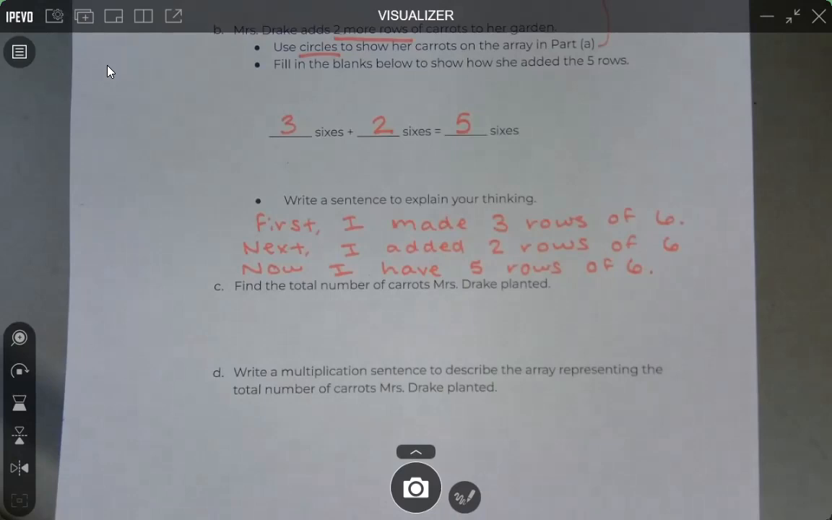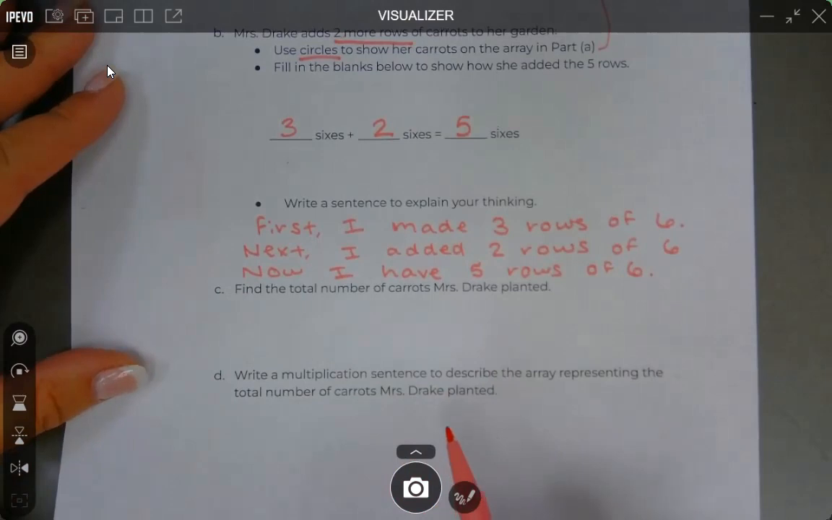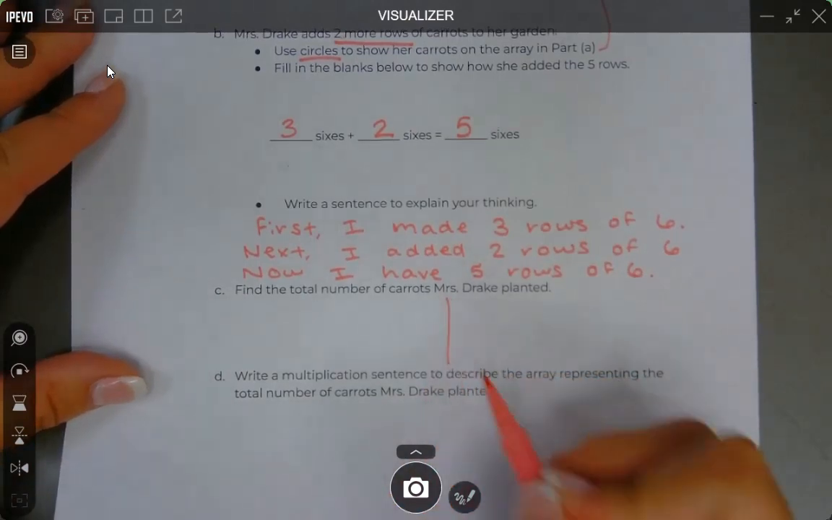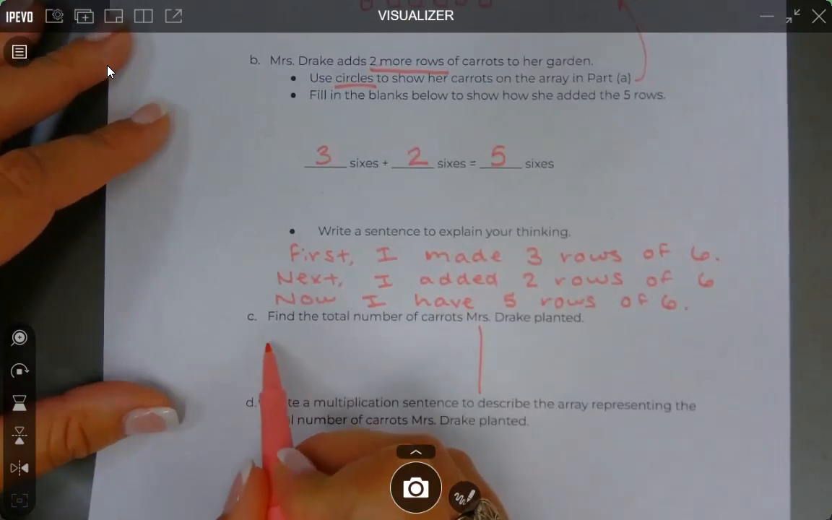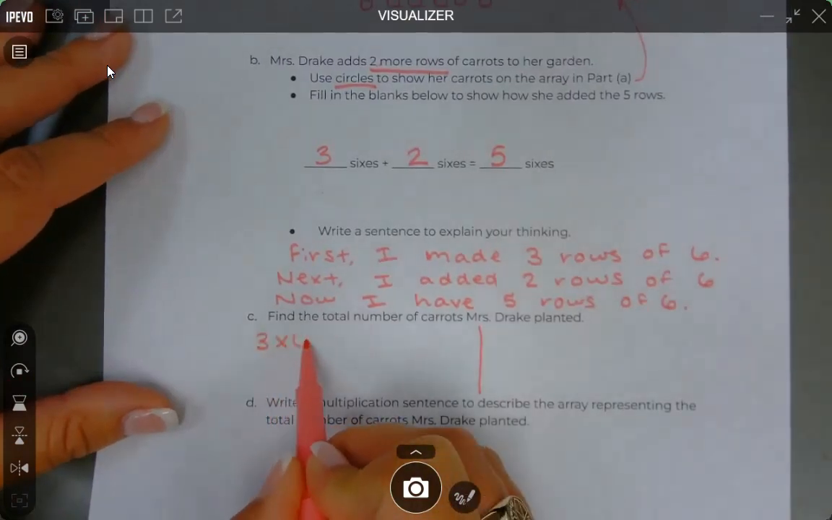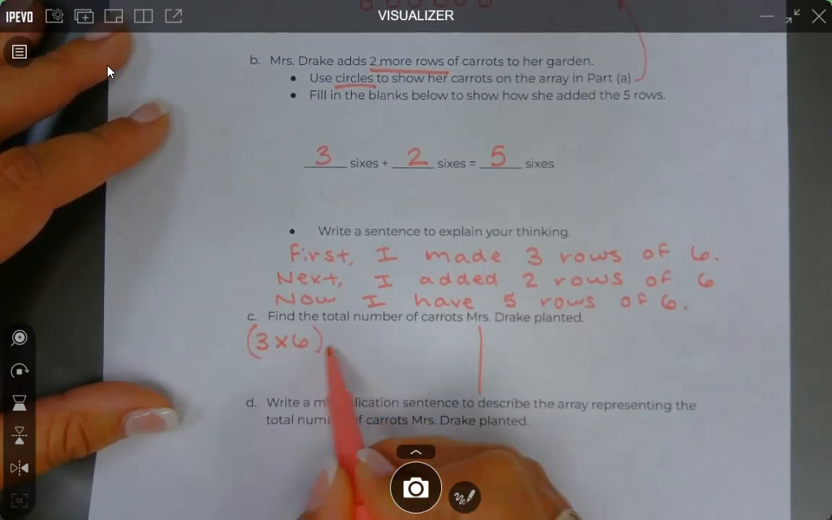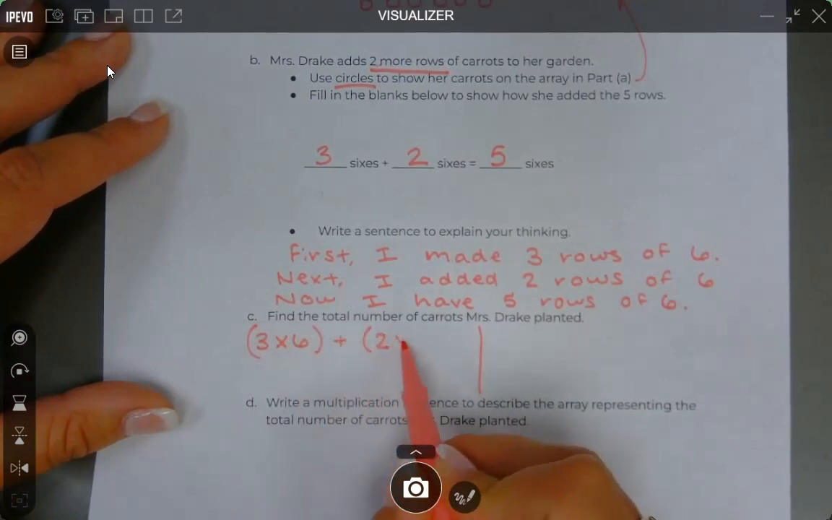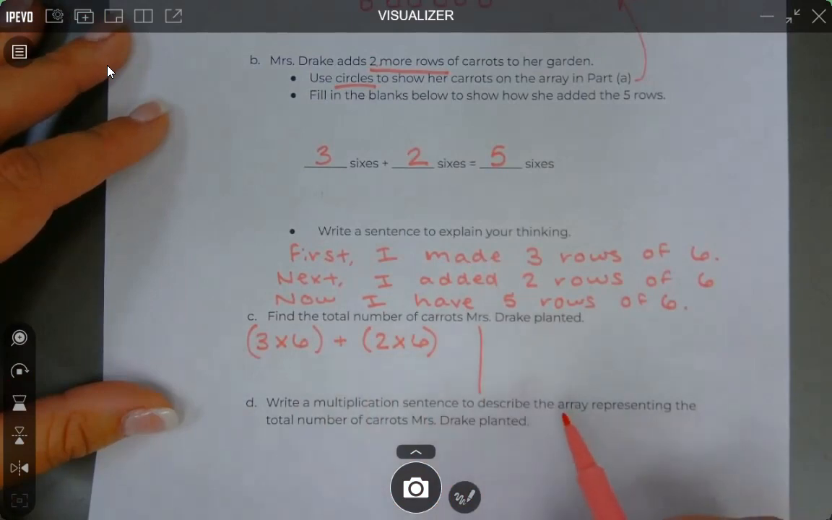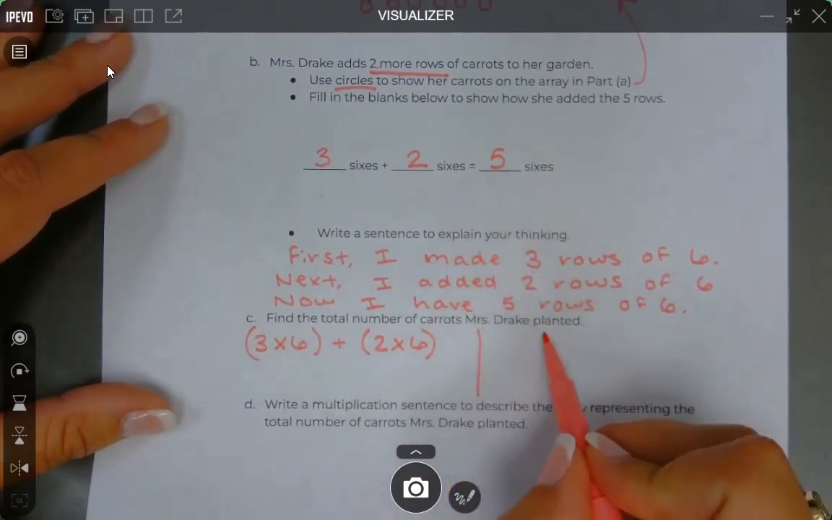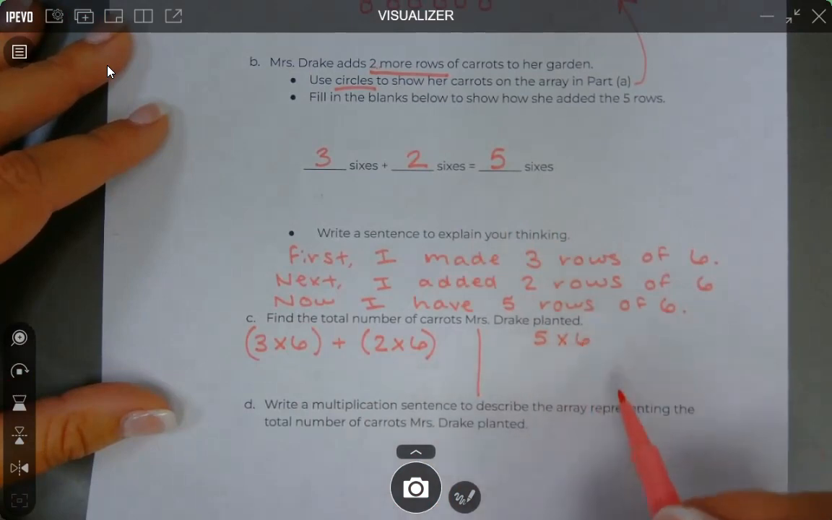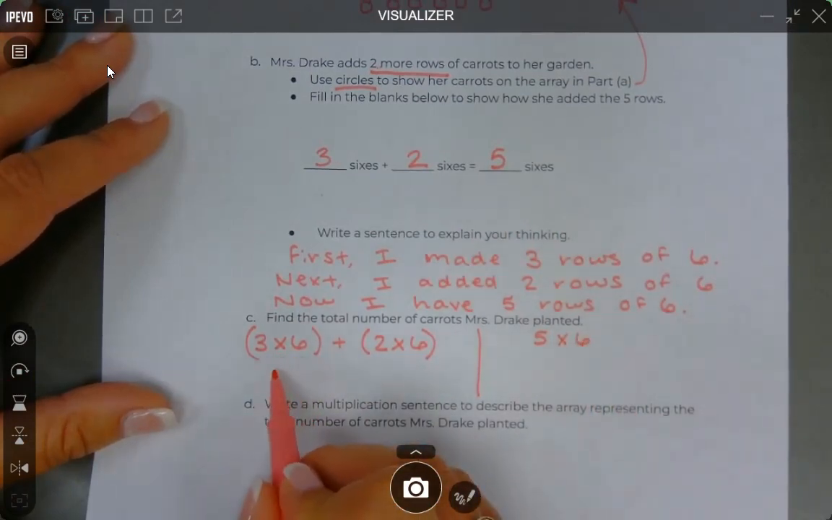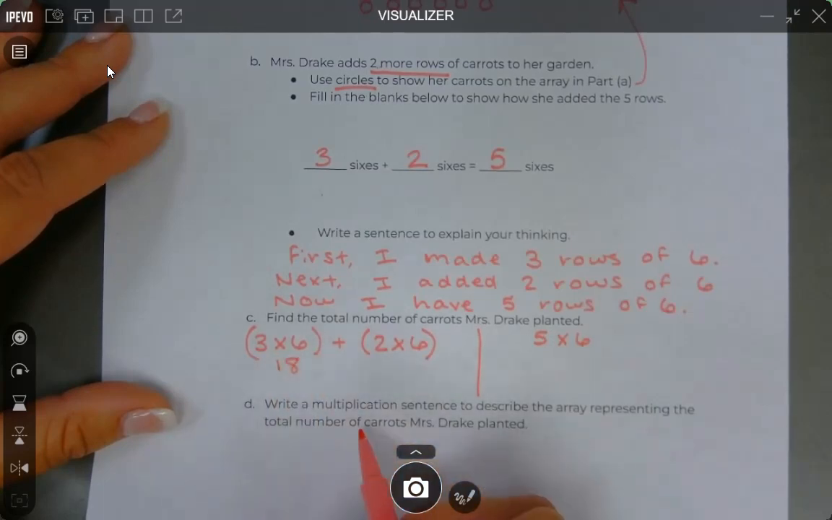Letter C, find the total number of carrots that Miss Drake planted. Well, I can do this 2 ways. On one way, I could do 3 6s plus 2 6s, or I could take my total amount of 6s and do 5 times 6. So let's do it this way first. 3 times 6 is 18. And 2 times 6 is 12.